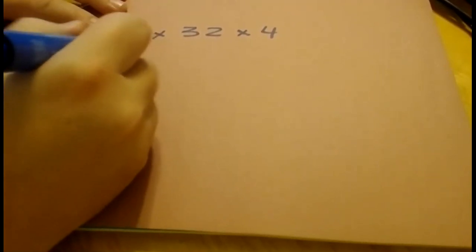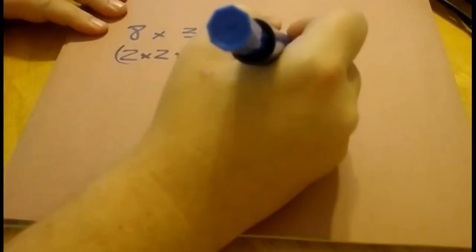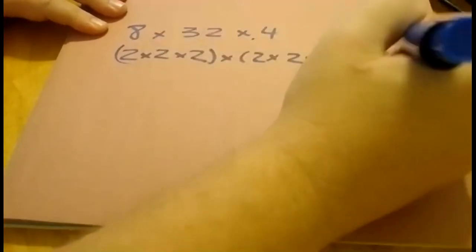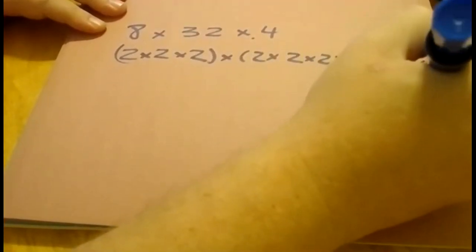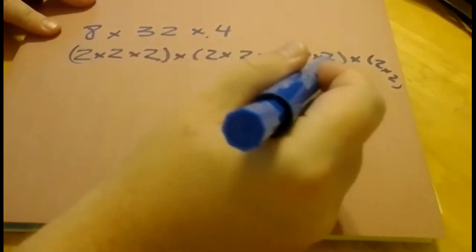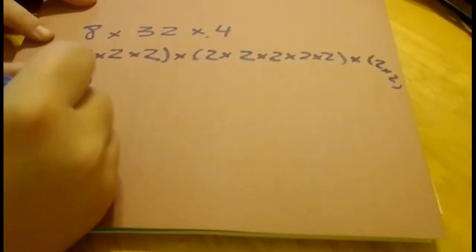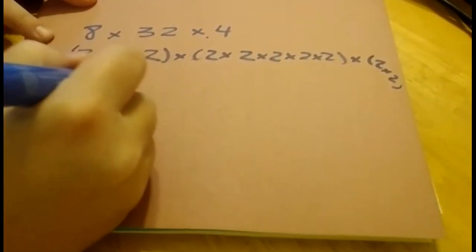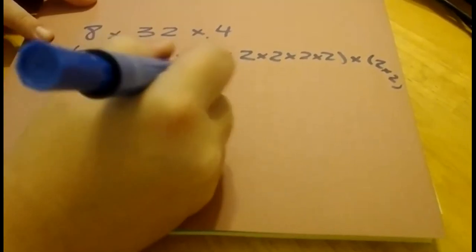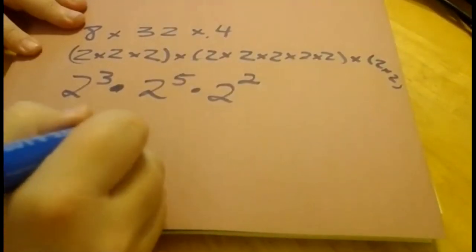This is 2 times 2 times 2. This right here is 2 times 2 times 2 times 2 times 2, 5 factors of 2. And then of course 4 is 2 times 2. I think I ran out of room there, but you see it. This is the 8, this is the 32, and this is the 4. You have 3 of them here, 5 of them here, and 2 of them here. The answer is 2 to the 10th.